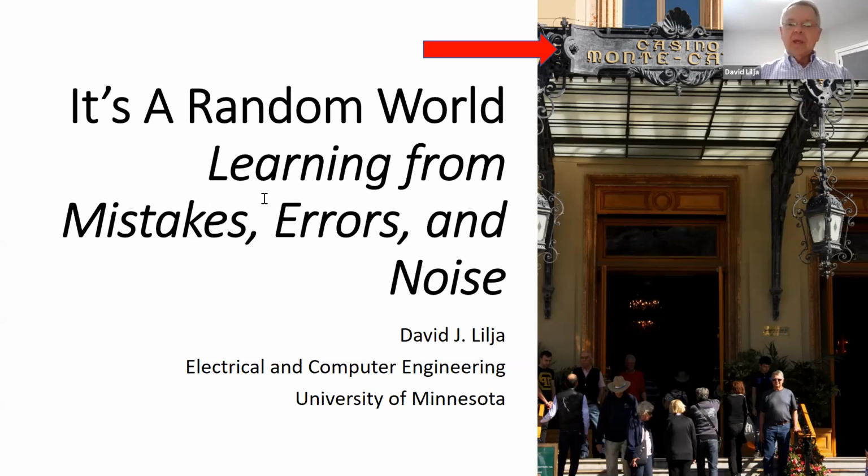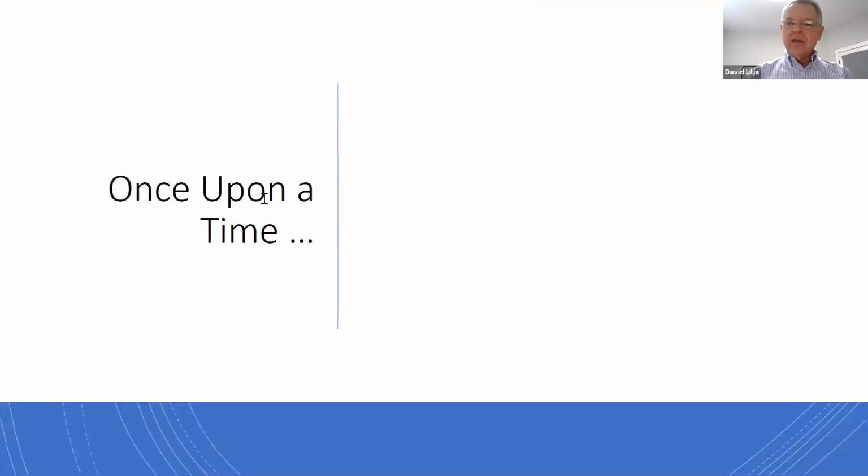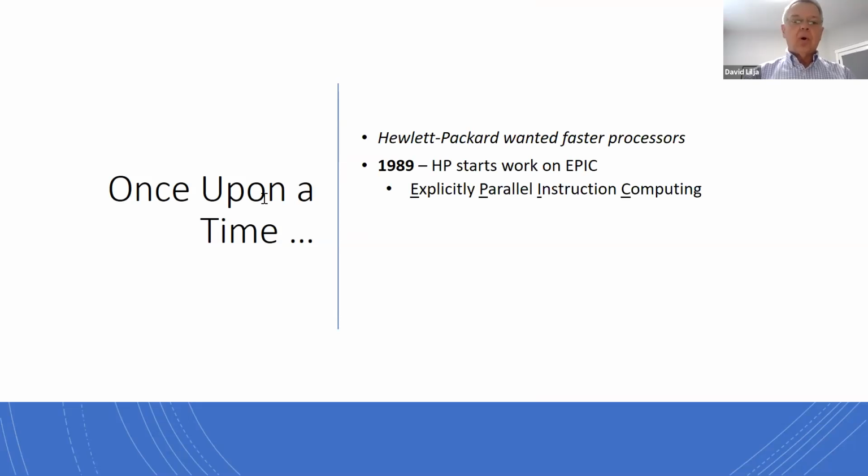Well, I think every good talk should start with a story. So my story begins with Hewlett-Packard. Back in 1989, they wanted to work on something called the EPIC processor. The EPIC processor stands for explicitly parallel instruction computing. So this was a wide word processor, and they introduced this wide word processor back in 1993.